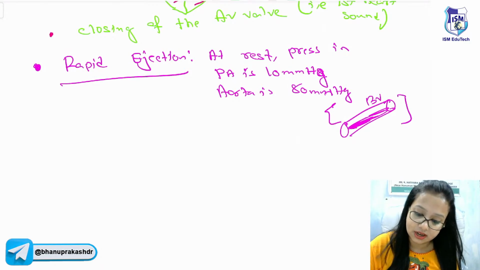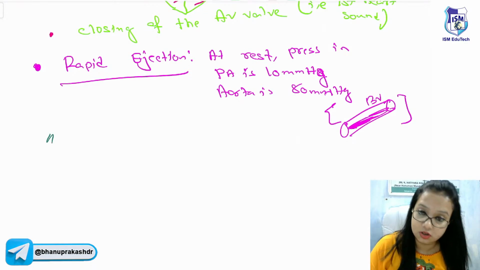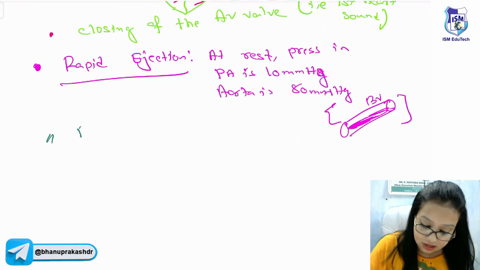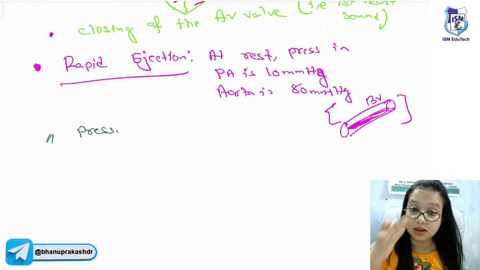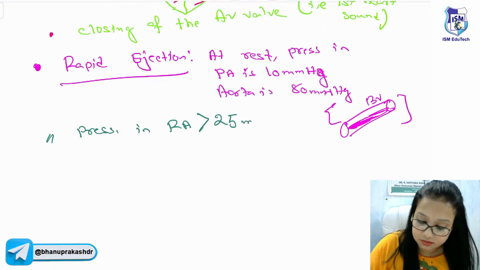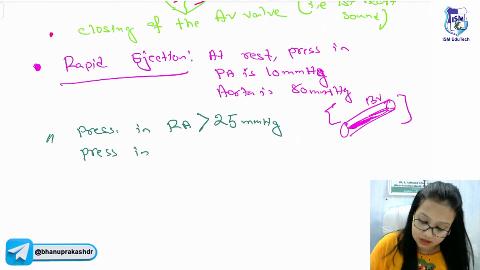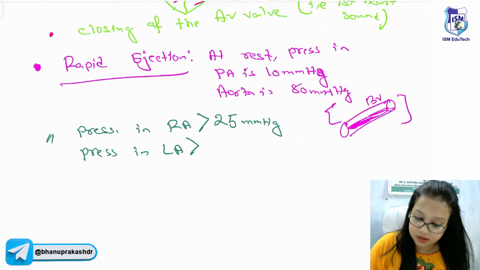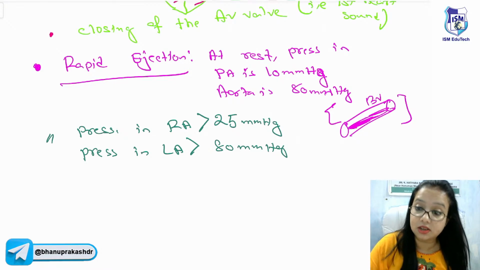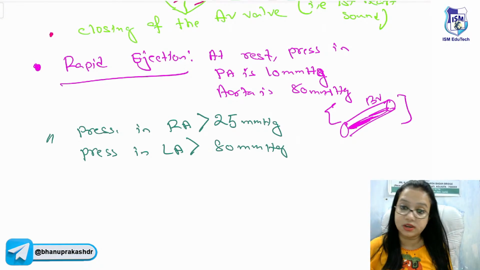The isovolumic contraction, or isovolumetric contraction, starts contracting without change in the volume, and after that, during rapid ejection, just at the start of the rapid ejection, pressure in the right ventricle becomes greater than 25 mmHg, right? And pressure in the left ventricle becomes greater than 80 mmHg. One thing to remember, the pulmonary artery, all the way during rapid ejection, also increases its pressure to 25 mmHg.